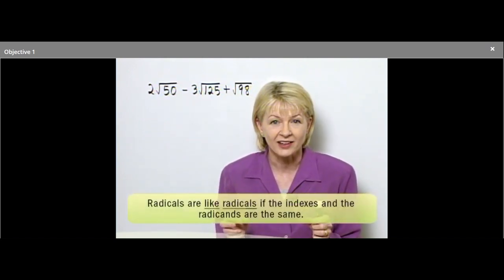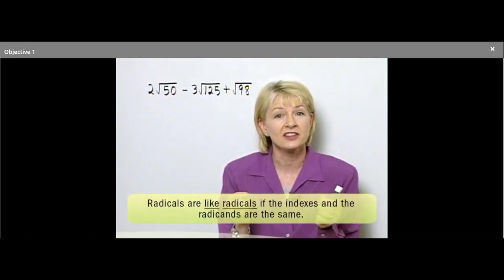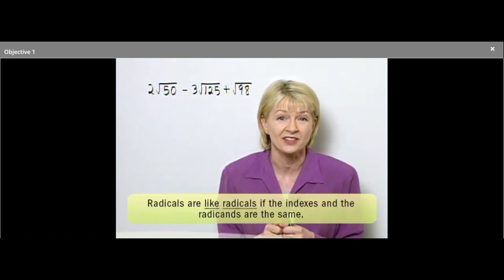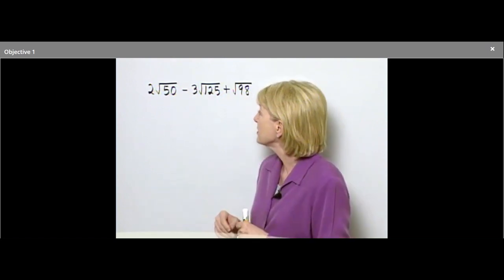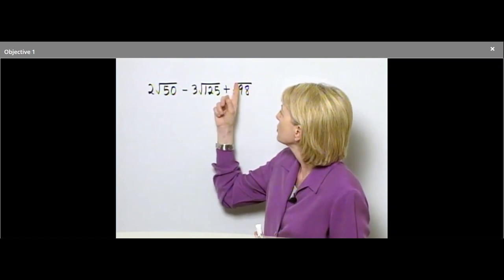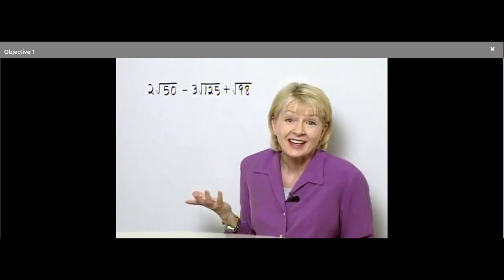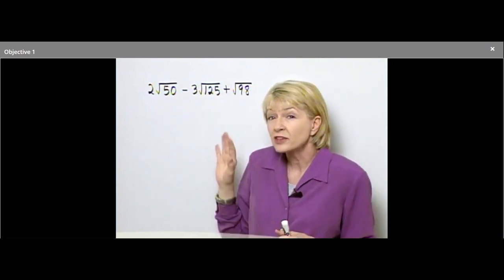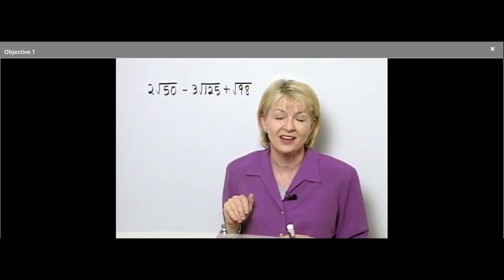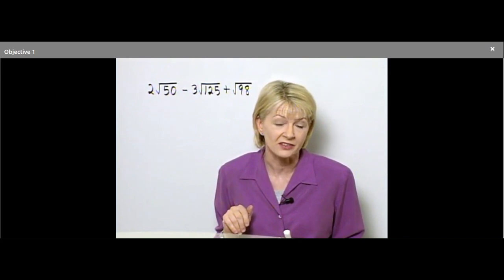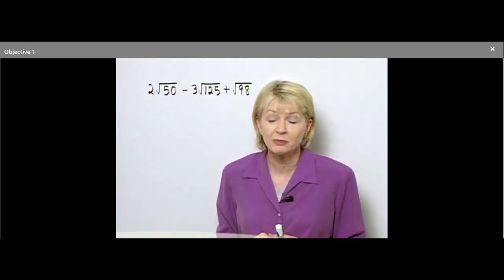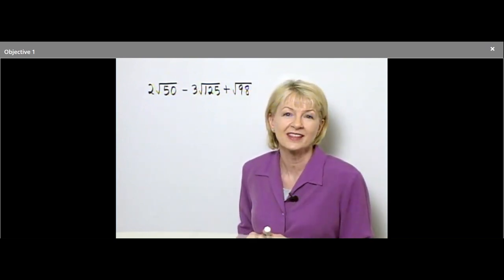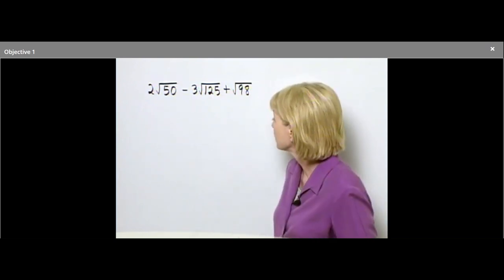Radicals are like radicals if the indices are the same and the radicands are the same. So let's look at these. This is square root, square root, square root. So each index is the same, but the radicands are different. So as these stand right now, these are unlike radicals. Let's see though if we can simplify each term in this expression and then look once again and see if we have any like radicals.